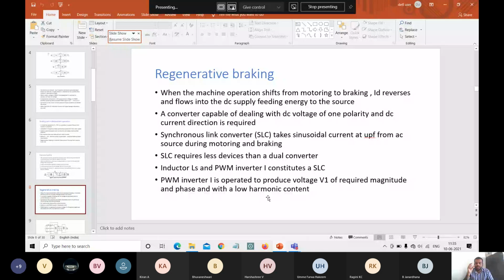So mainly the regenerative braking drive with SLC as well as PWM is shown here. So this is your regenerative braking drive, which has SLC as well as PWM.